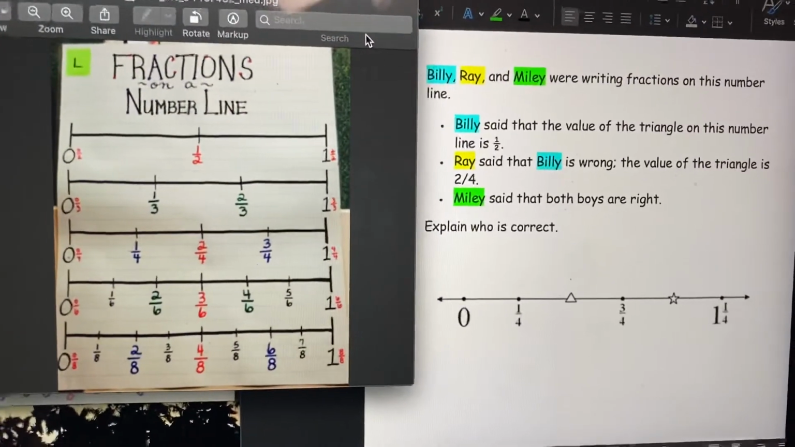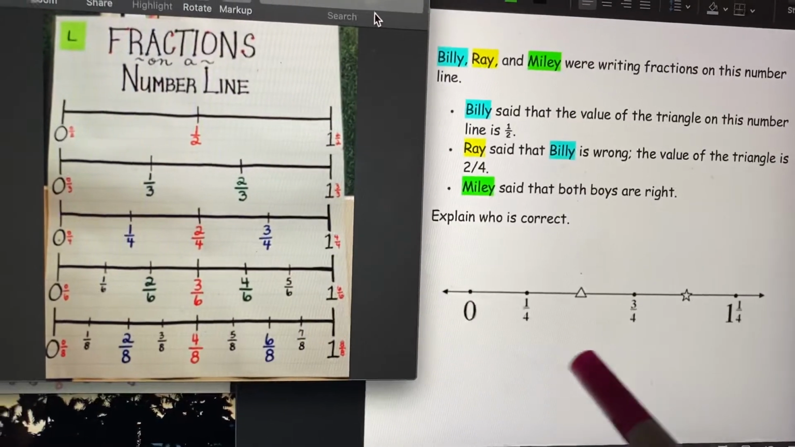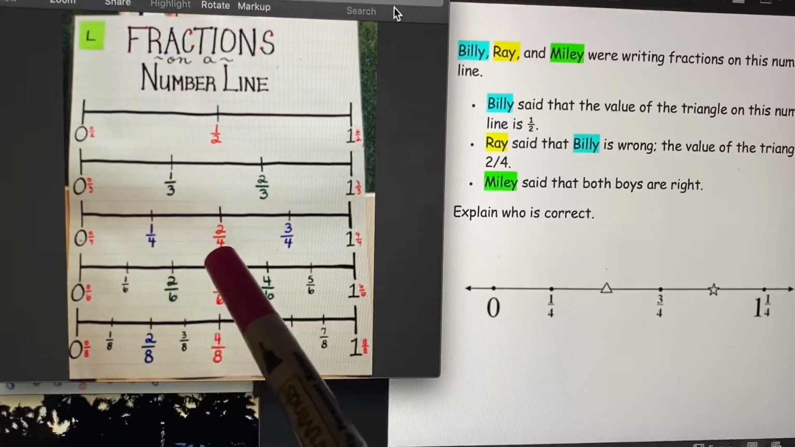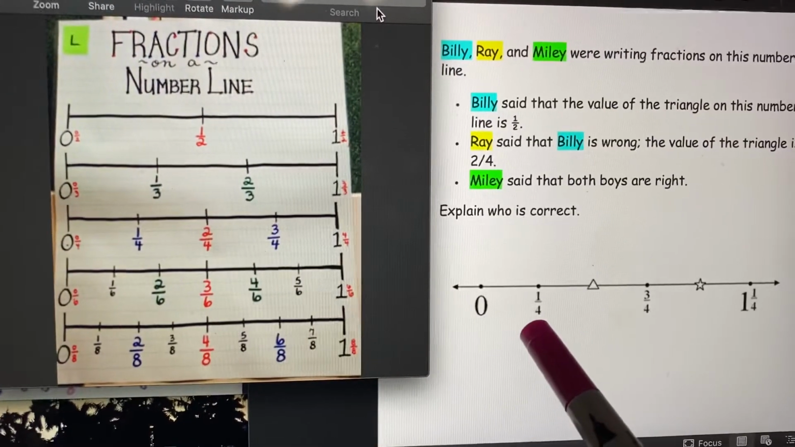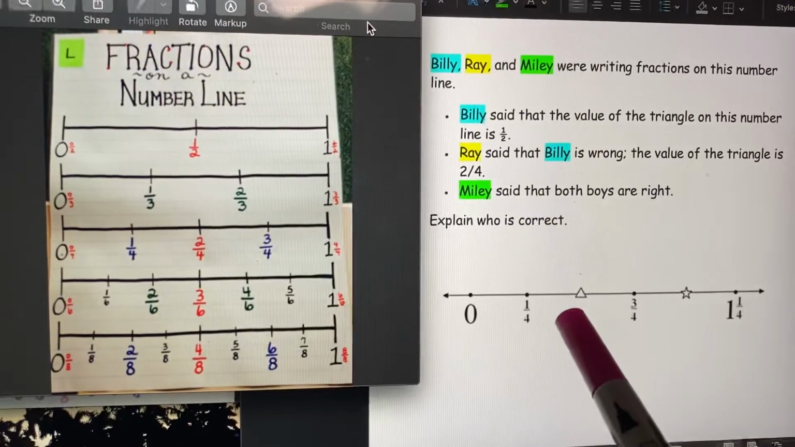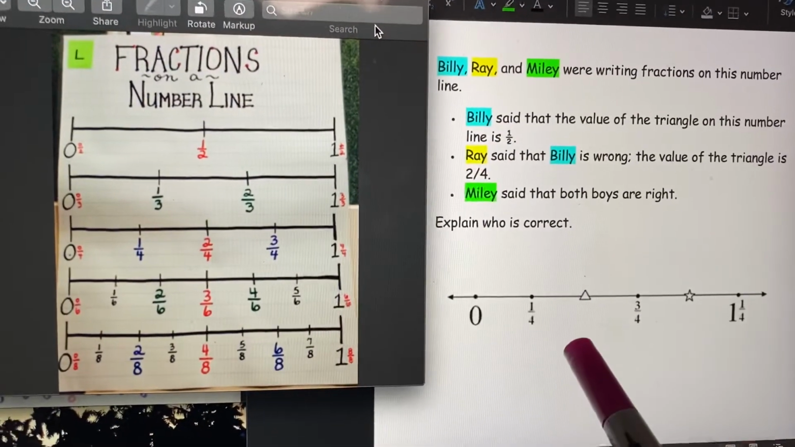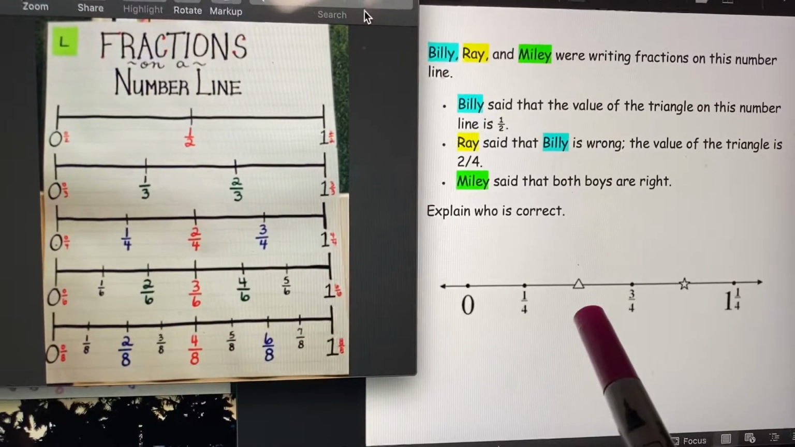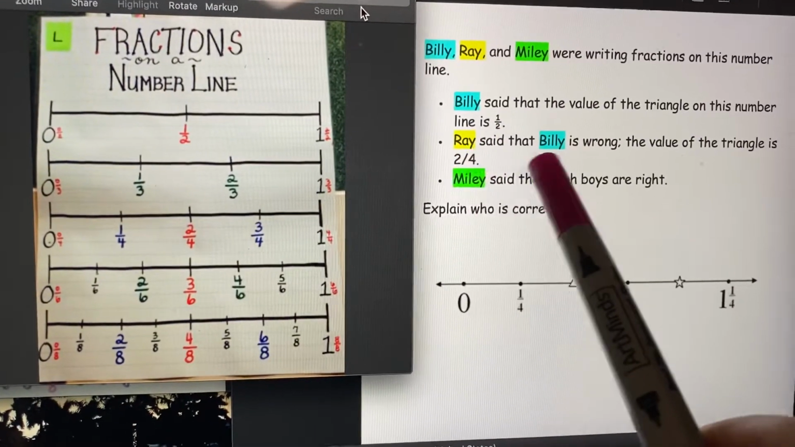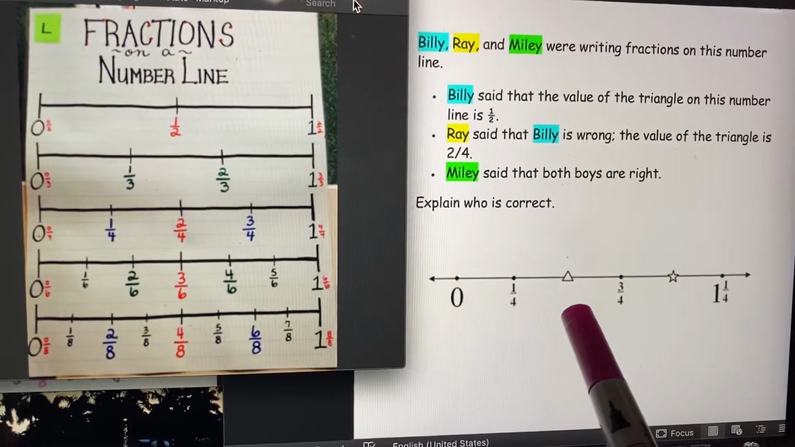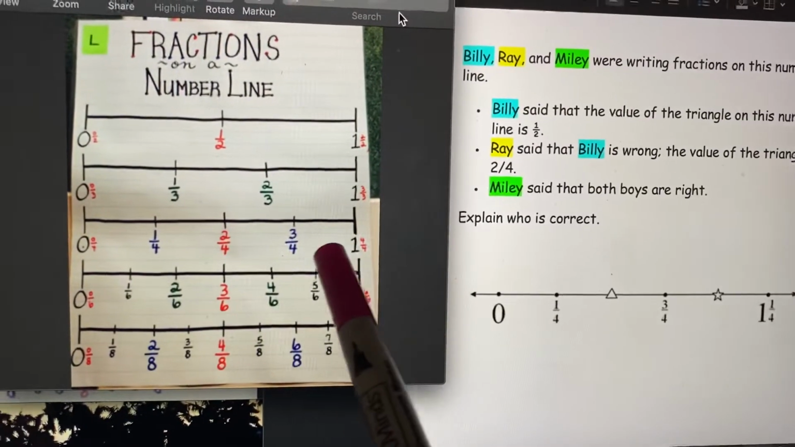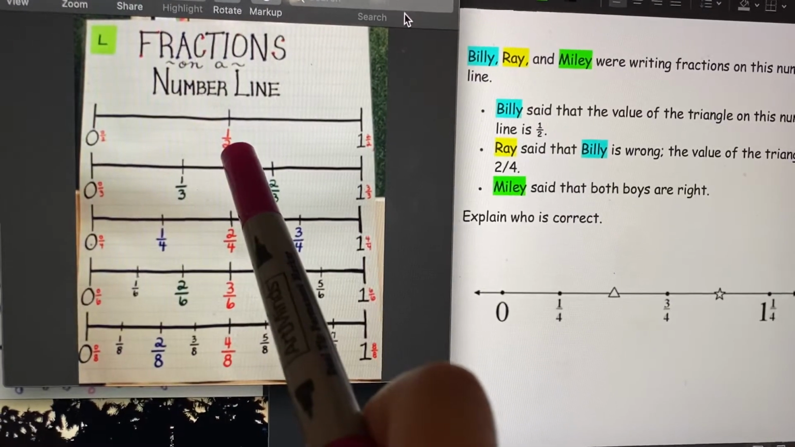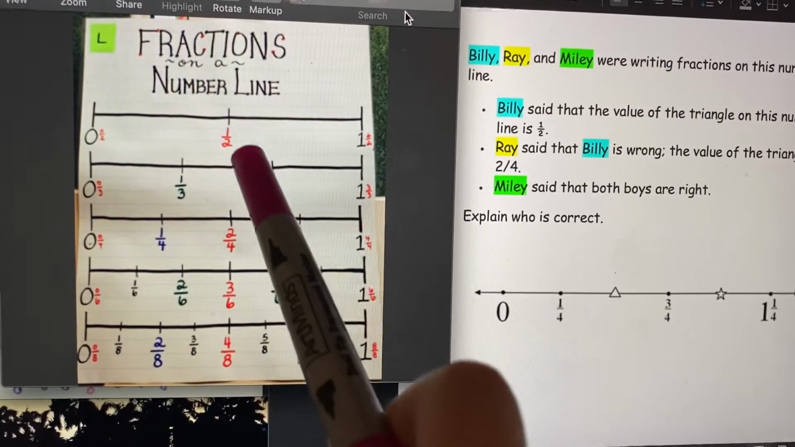Okay, so we can see that this number line matches up with this number line with the 4 as the denominator. So boys and girls, Billy says 1/2, but Ray is saying that it's 2/4. What comes after 1/4 here? If you say 2/4, you're right. So in a way, Ray is correct. Ray is right because this is 2/4. But if you guys look at your 2/4 and you look up, what does it match with? 1/2.